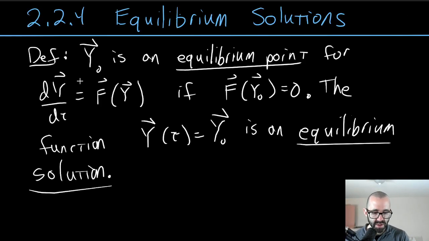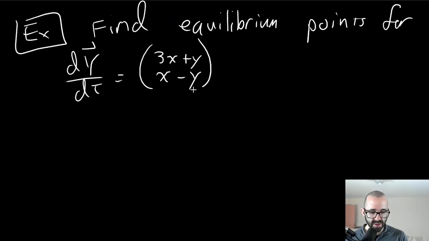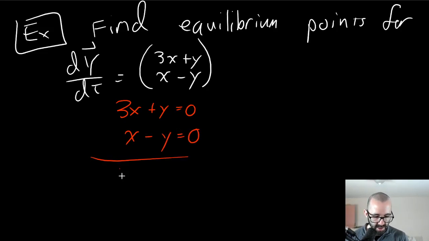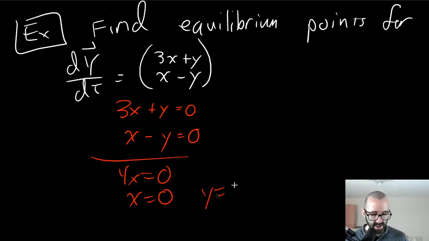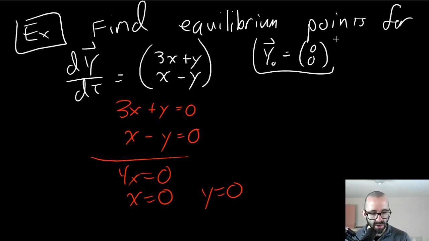So we know the equilibrium points are when the derivative is equal to 0. This is the derivative, so when is this equal to 0? Really, we're just doing more algebra. We just have to solve this system of equations. I can add these two equations together, and we're going to get 4x equals 0. So x has to be equal to 0. If x has to be equal to 0, what does y have to be? That's it. There's only one equilibrium point, right? Our equilibrium point is the vector 0, 0.